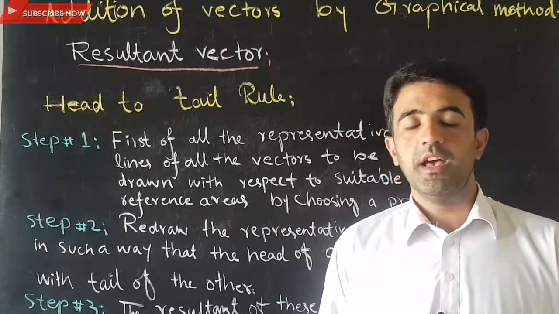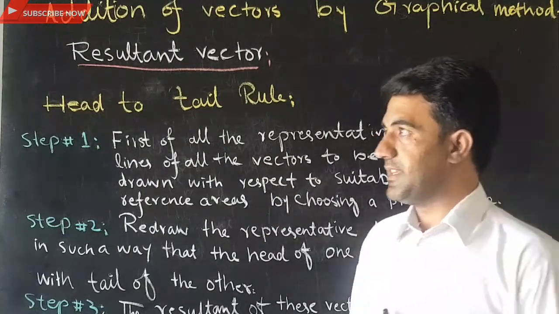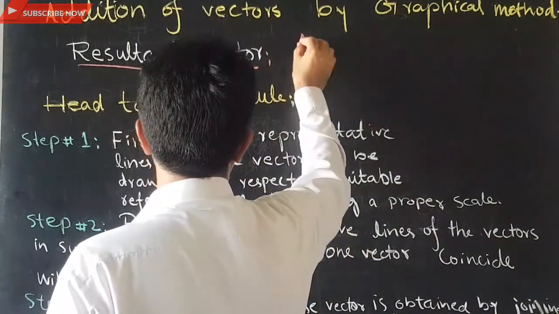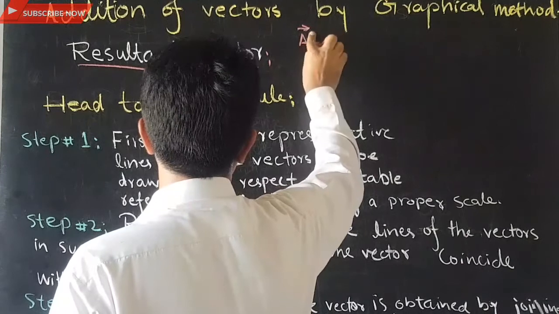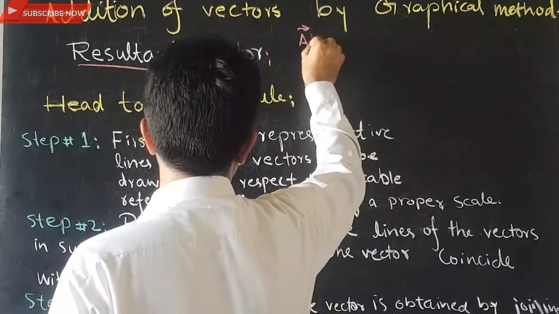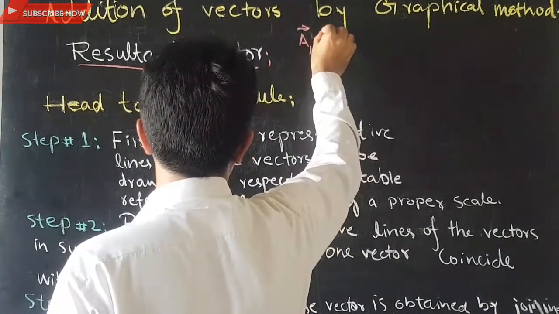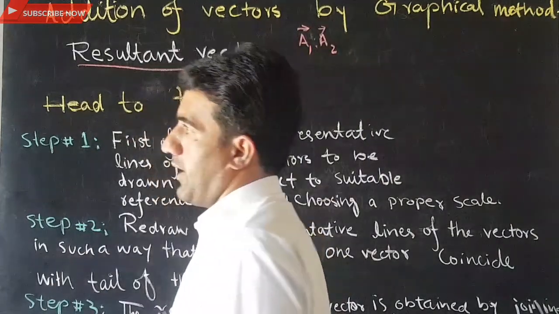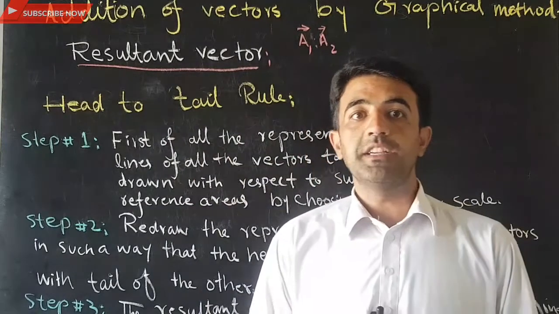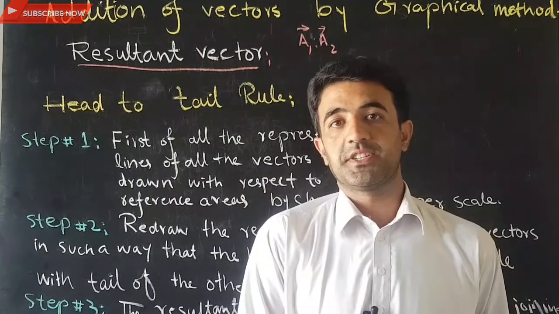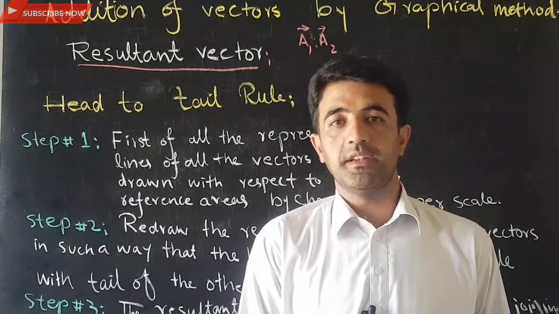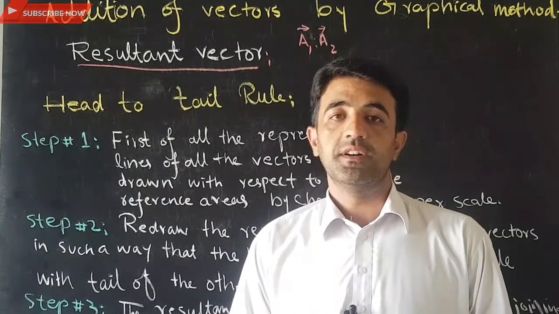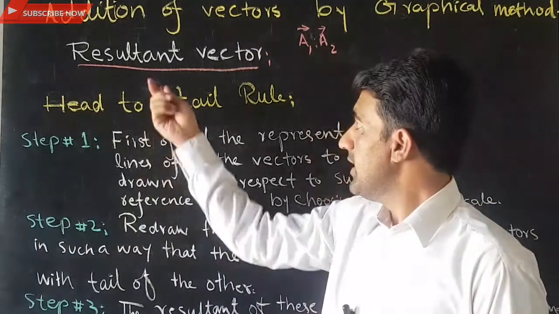For example, I will give a mathematical example here. We have two vectors, vector A1 and vector A2. It will give us the combined effect if we add these vectors geometrically or graphically. This combined effect is known as a resultant vector.